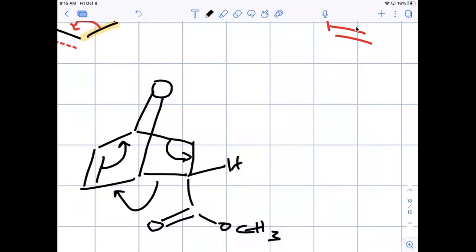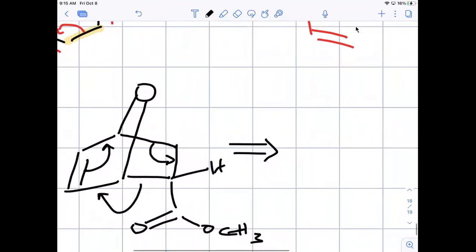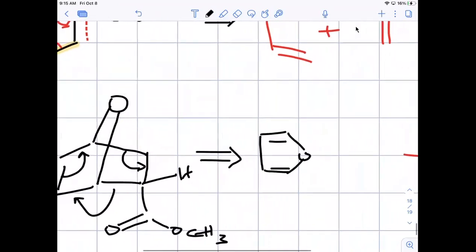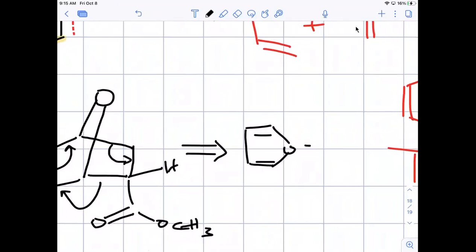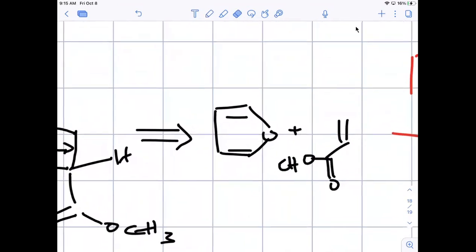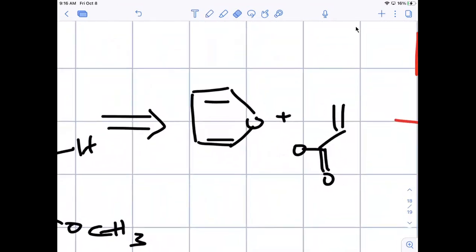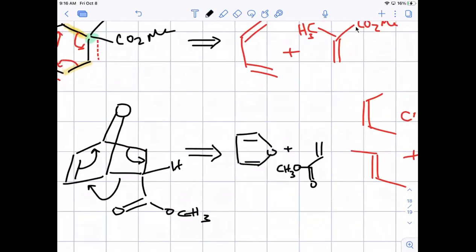Right. So my diene is going to look like this. I'm going to draw it in 2D. That's my diene. And then my dienophile is just a substituted alkene that has an ester on it. So I'm going to draw the ester down here. Right, that's it. This is my diene, this is my dienophile.